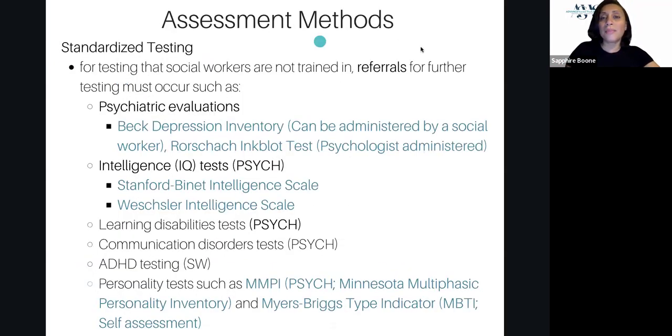And then here are some types of assessments. Standardized testing. Some of the tests, as social workers, we can administer them. Some are based off of self-report, where the client has to tell us what's going on. It's some type of inventory that we're filling out. Either they can fill it out or we can fill it out. And then there are some tests that a psychologist has to administer. And so you'll see those listed here.